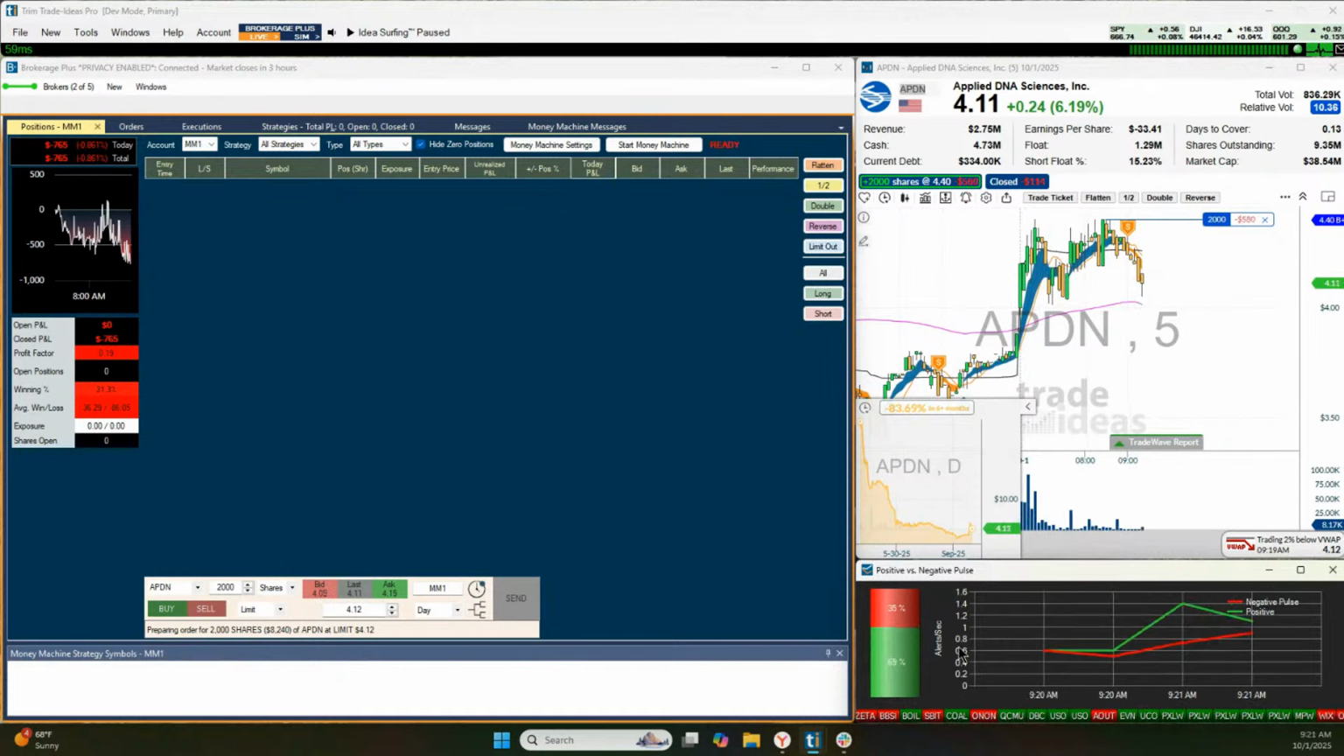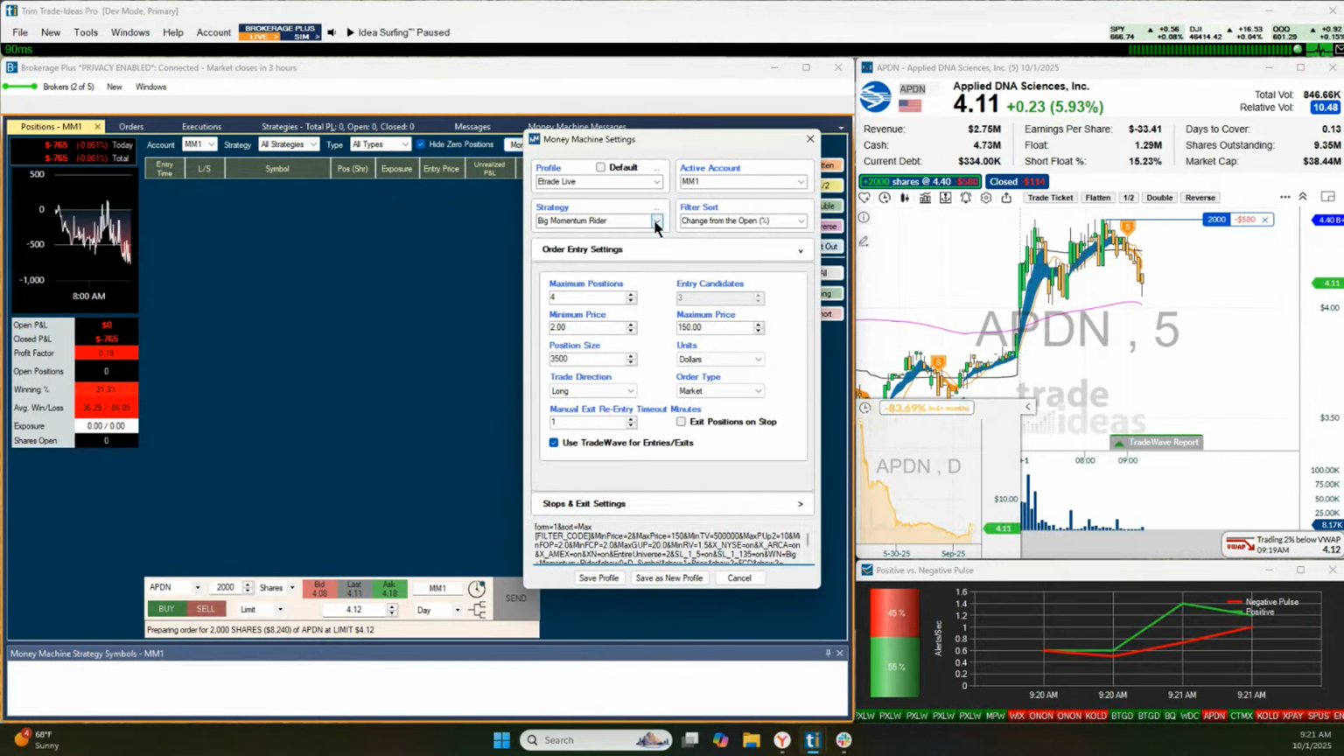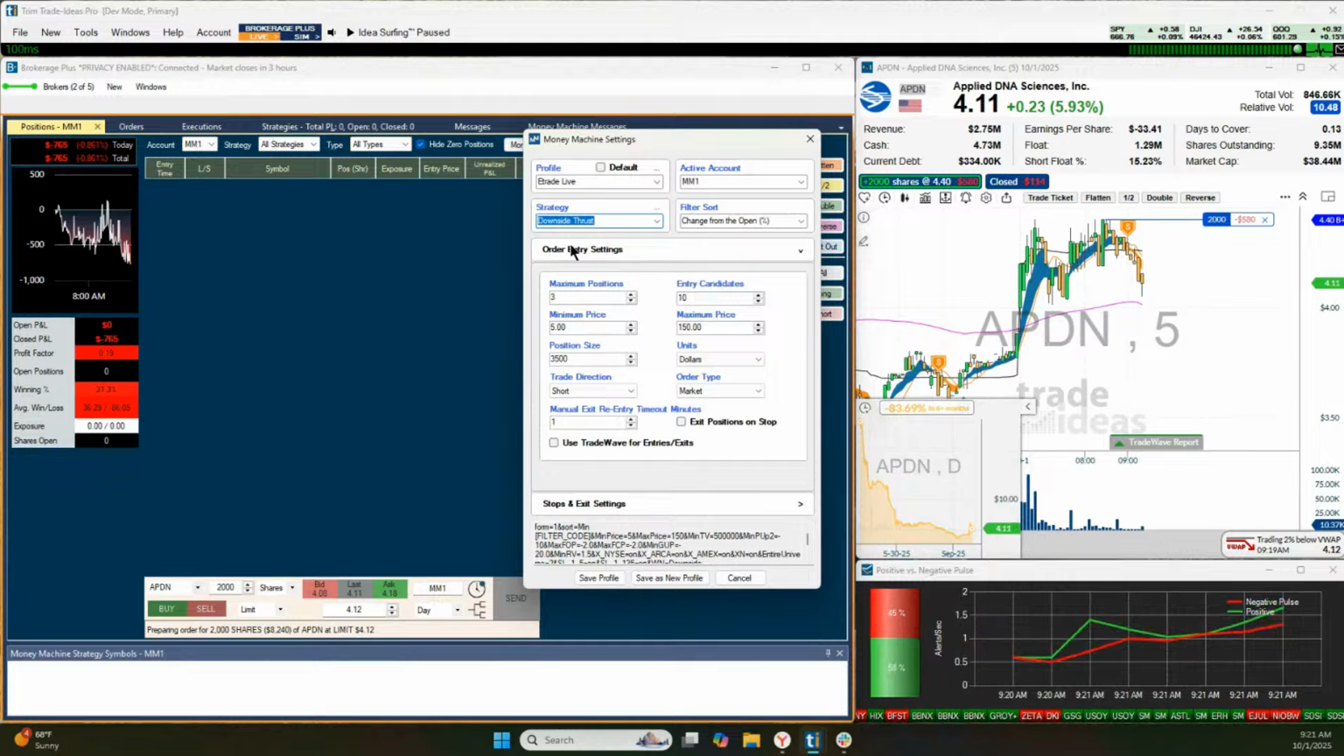So here we are. Let's take a look at money machine settings and look at some possible things that we can trade. Maybe downside thrust is an interesting concept here. I'm going to run it long and show you guys why it's an interesting concept. Okay. Downside thrust, change from the open, 4 positions. Hold on a second here.